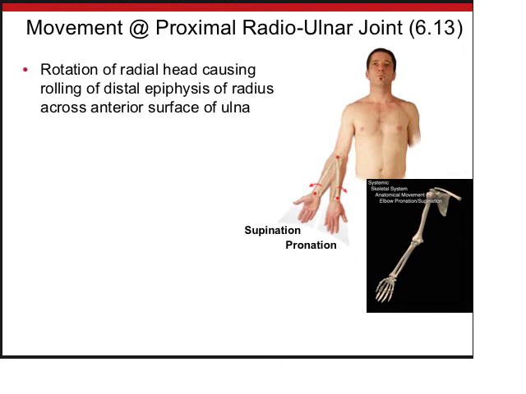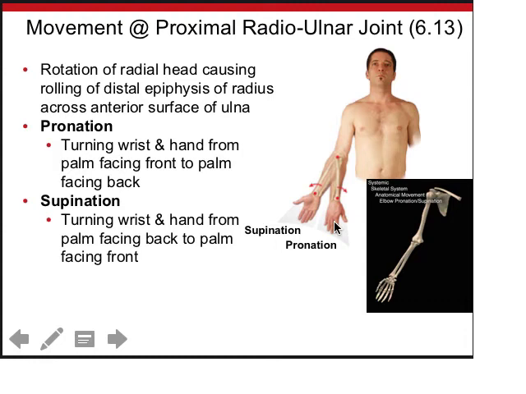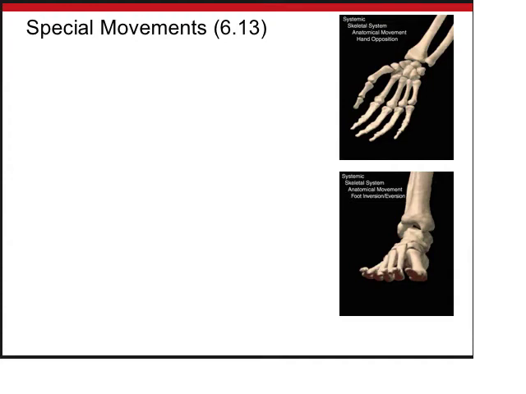Rotation of the radial head, causing rolling of the distal epiphysis of the radius across the anterior surface of the ulna, is what we call pronation and supination. You could also think of this as medial and lateral rotation of the forearm. Pronation is turning the wrist and hand from the palm facing front to the palm facing back, as shown down here in the figure, while supination is turning the wrist and hand from the palm facing back to the palm facing forward.